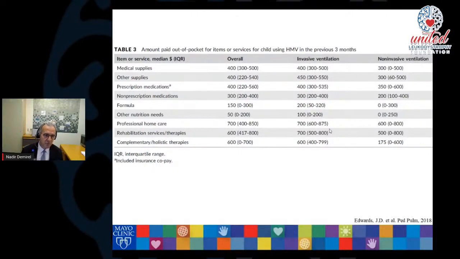There are centers that use invasive ventilation much more frequently than non-invasive ventilation, like my center here. And the cost of invasive ventilation, even if you don't include nursing cost, is much higher than non-invasive ventilation, which I think makes this study another piece of information supporting the use of non-invasive ventilation.